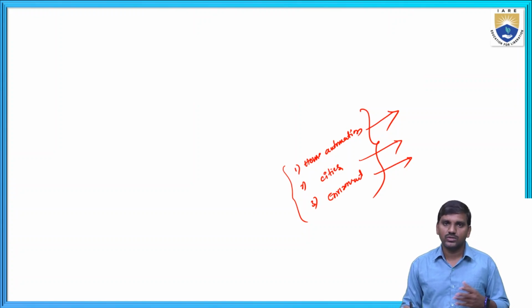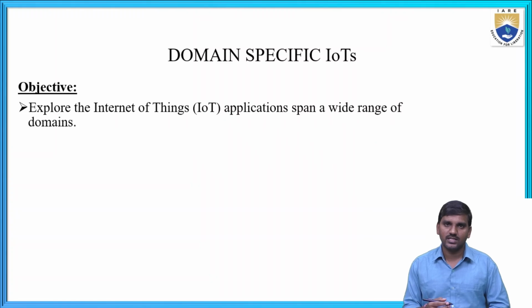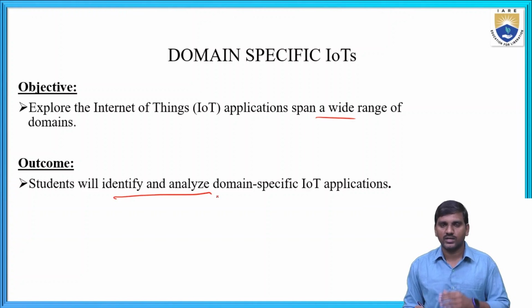So now we move on to the remaining IoT domain specifications. Before that, this is the objective of this topic: explore how Internet of Things applications can span a wide range of domains. The outcome is that students will identify and analyze domain-specific IoT applications. In order to develop real-time applications in IoT, we use this type of theoretical part, so that is very useful to develop real-time IoT applications.